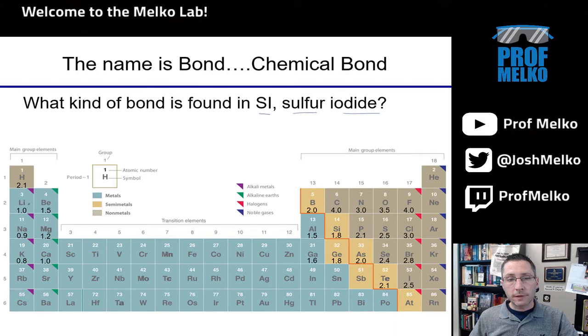Ionic, things from the left with things from the right. Metals with nonmetals. Sulfur and iodine. Here's sulfur, here's iodine. Both are nonmetals, so this is going to be a covalent bond, not ionic. But we can take it one step further. Is it going to be polar covalent or nonpolar covalent?